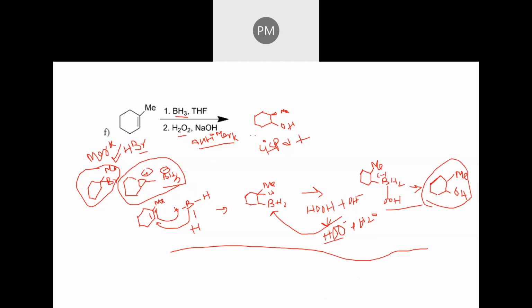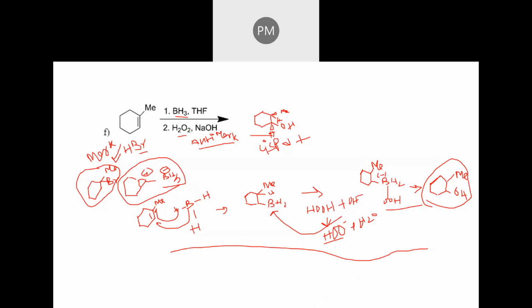So what will be our product? The OH will be at the least substituted position. So this is anti-Markovnikov, and also remember that for anti-Markovnikov addition, we always get the syn product, that is the cis product. So our hydrogen and OH are on the same face. The addition of hydrogen and OH is always on the same face.